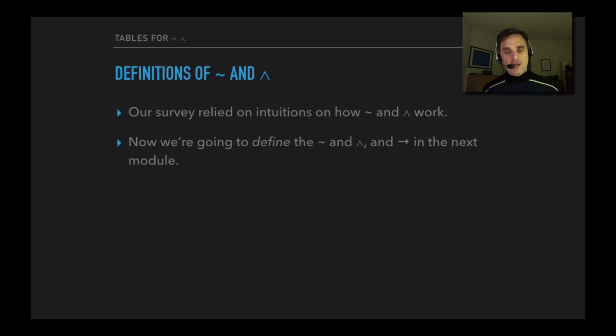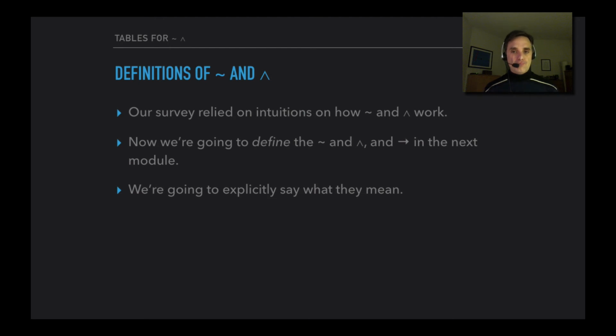Now we're going to define the negation and the conjunction. We're going to talk about the conditional in the next module because the conditional has a slightly strange truth table that's worth its own focus. I want to explain how truth tables in general work, so we'll see how they work with negation and conjunction, and then we'll add in the conditional in the next module because it's its own thing that's worth looking at separately.